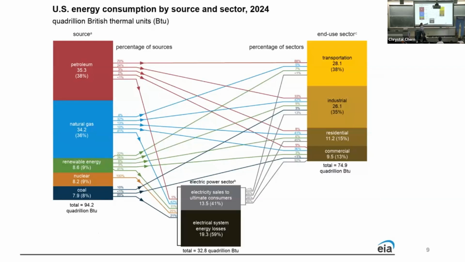This little box is where I spend most of my time. This is the electricity box. These are the energy sources going into electricity and back out to meet our energy needs, from transportation to cooling and heating our buildings to industry.